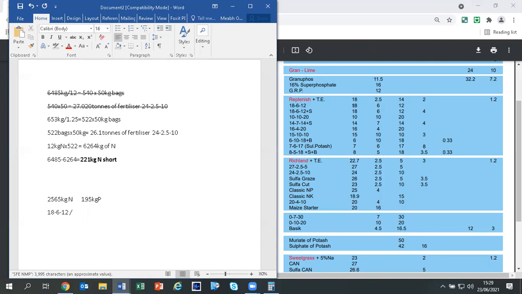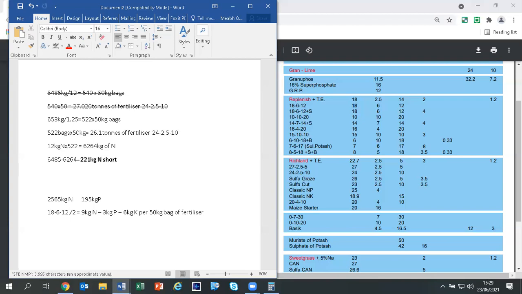We need to divide that by 2 to figure out how many kgs of each nutrient there is per 50 kilo bag. So 18 divided by 2 is 9 kgs of nitrogen. Then 6 divided by 2 is 3 kgs of phosphorus, and 12 divided by 2 is 6 kgs of K per 50 kilo bag of fertilizer. Okay, so that's step 1.